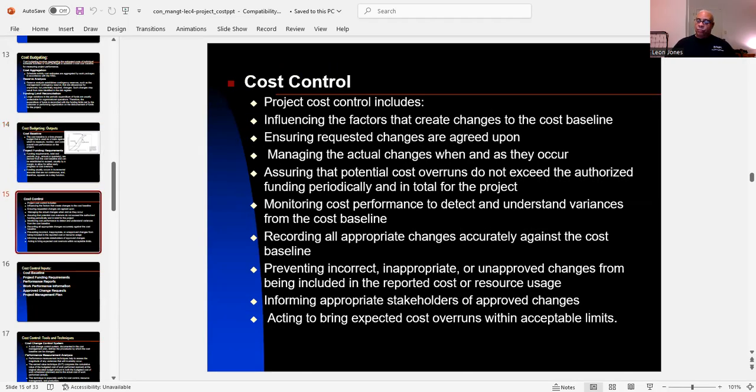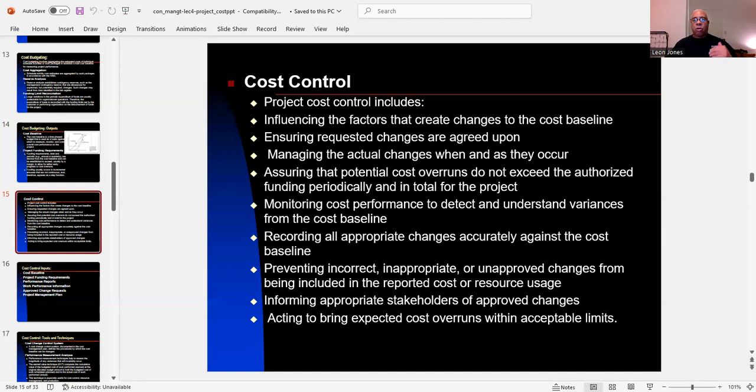Cost control. Well, you see this a lot. Project cost control includes influencing the factors that create changes to the cost baseline. It also includes ensuring requested changes are agreed upon, and managing the actual changes when and as they occur. It also includes ensuring that potential cost overruns do not exceed the authorized funding periodically and in total for the project.